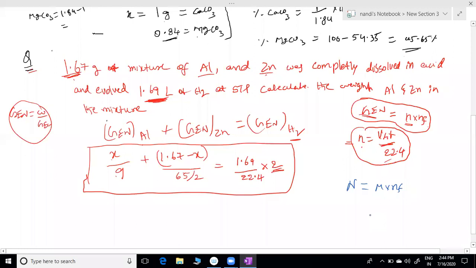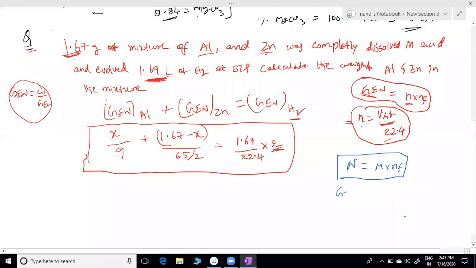So, in place of normality, gram equivalent number per liter. Here also per liter. That will cancel each other.